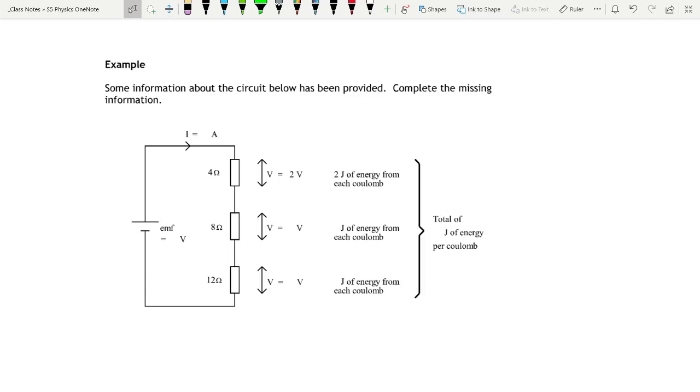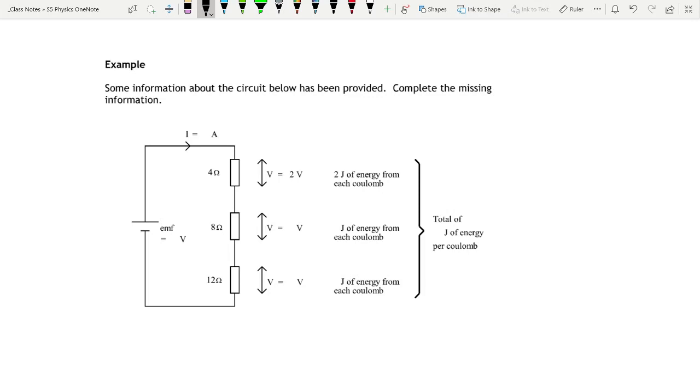Complete the missing information. So you've got missing current, missing EMF, so total voltage, and you've got some missing voltages. You've also got some missing energy per coulomb, which is the same as the voltage. So I'm sure you can do this yourselves. I will walk you through it, but feel free to pause the video and just do it yourself if you prefer.